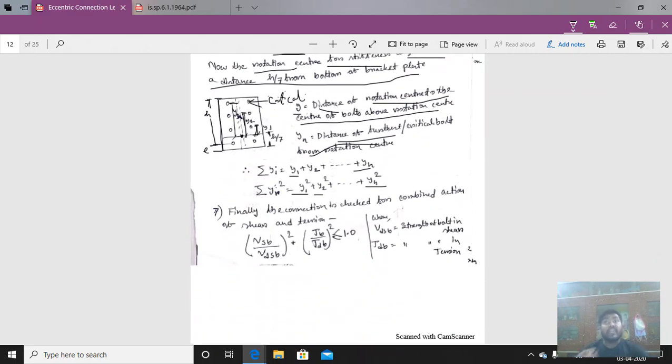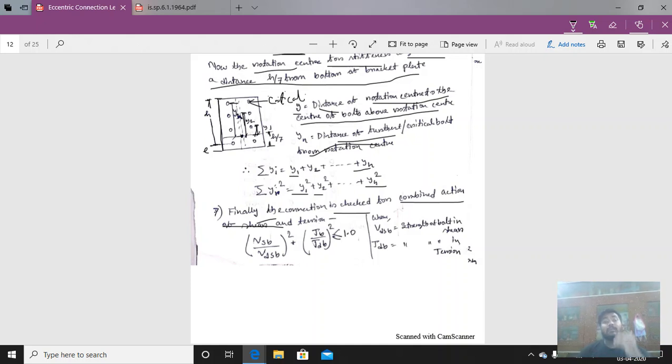Now the tensile force in the critical bolt and the shear force in the critical bolt are calculated. Finally, the connection is checked for the combined action of shear and tension. When we discussed the bolted connection, we discussed the combined action of shear and tension. Here the moment is acting because we are considering eccentricity.